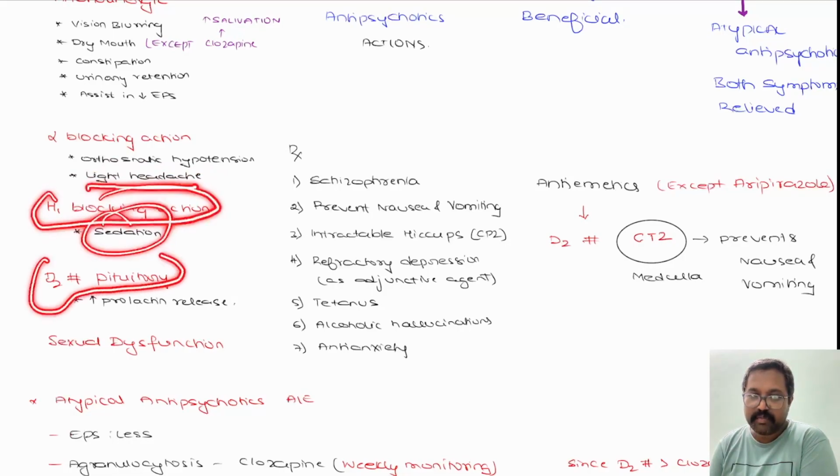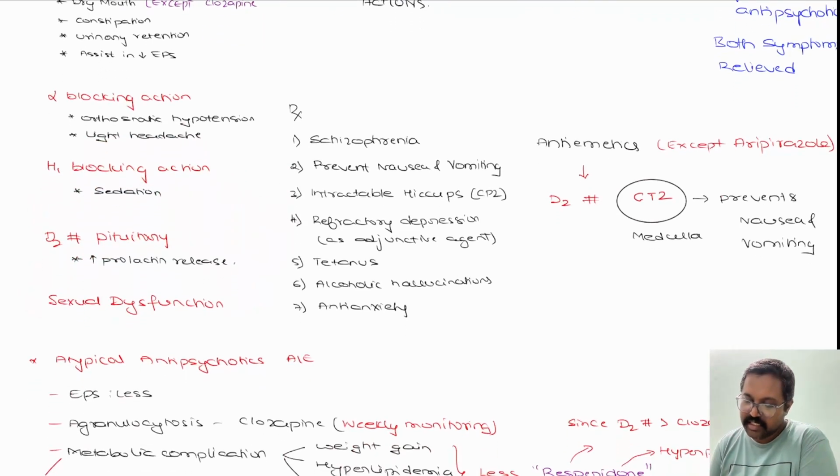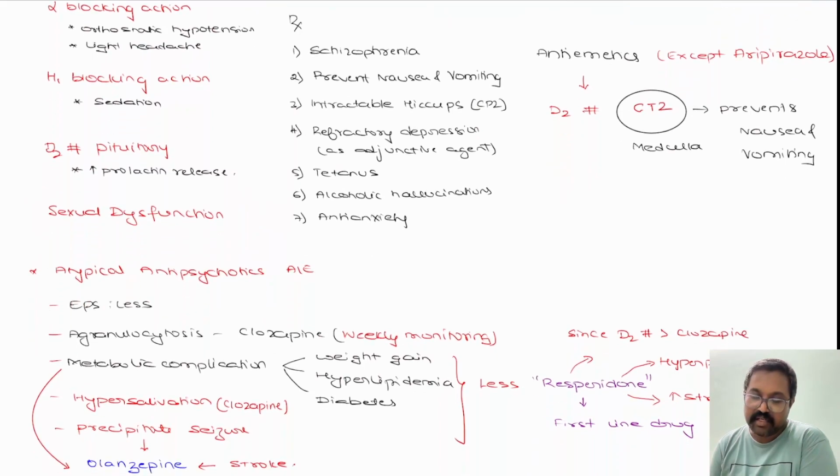As a D2 blocker in the pituitary, it causes an increase in prolactin release. This is responsible for galactorrhea and gynecomastia in males and females. There can be sexual dysfunction. So these are the general side effects of the antipsychotics, especially the typical antipsychotics, where EPS will be more, anticholinergic activity will be more, and H1 blocking, alpha 1 blocking and D2 blocking activity will be more.